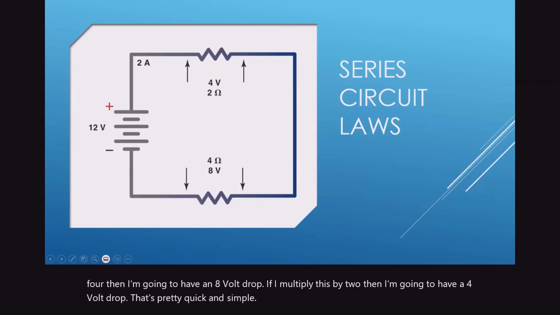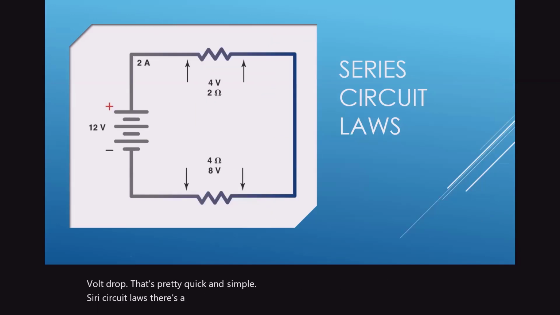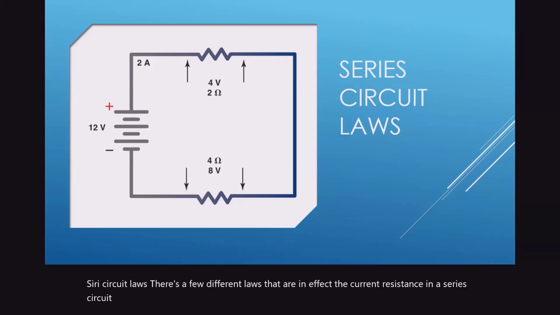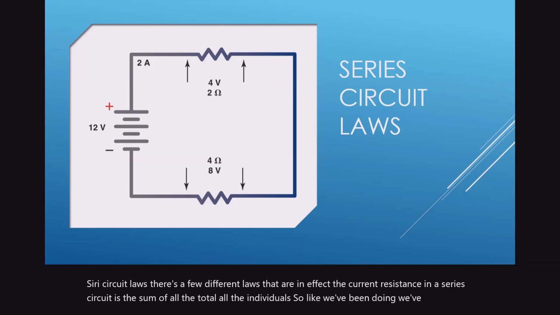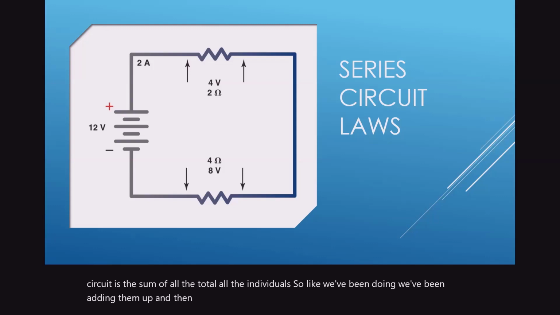Series circuit laws, there's a few different laws that are in effect. The total resistance in a series circuit is the sum of all the individual resistances. So like we've been doing, we've been adding them up. And then the current is constant throughout the entire circuit. In other words, that 2 amps is going all the way through, like I said before.